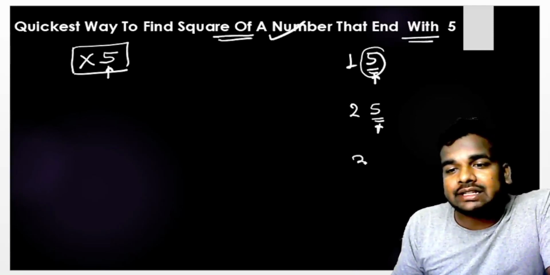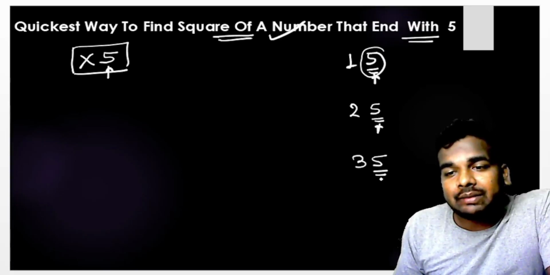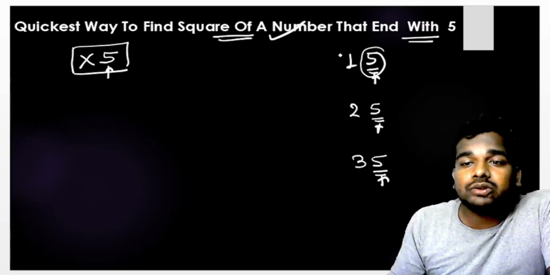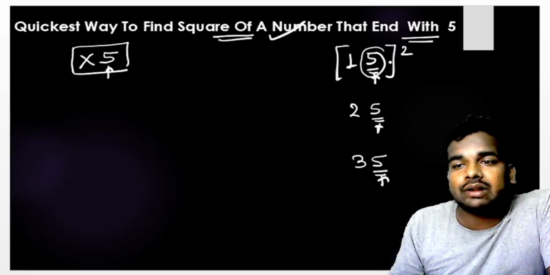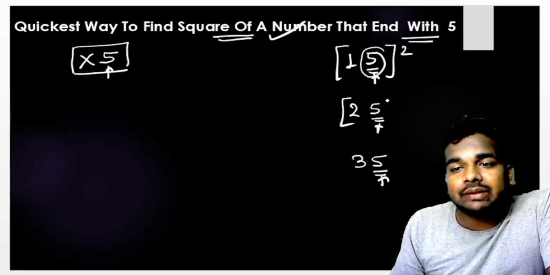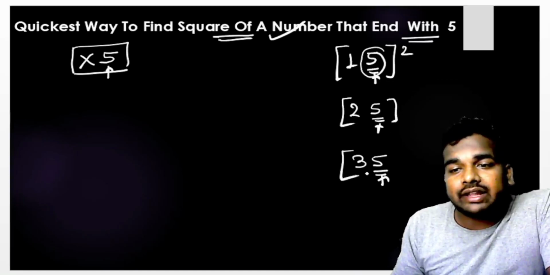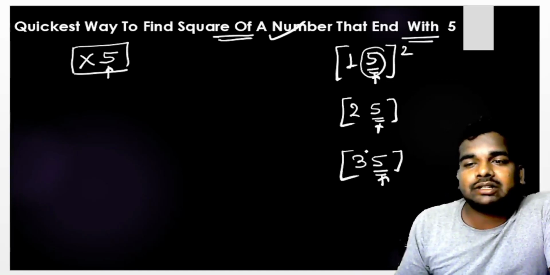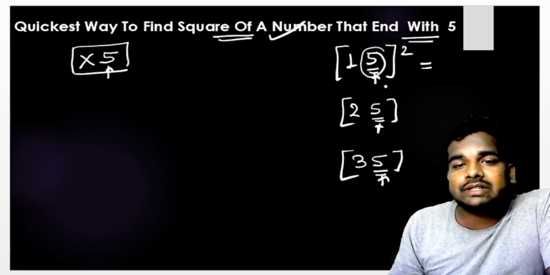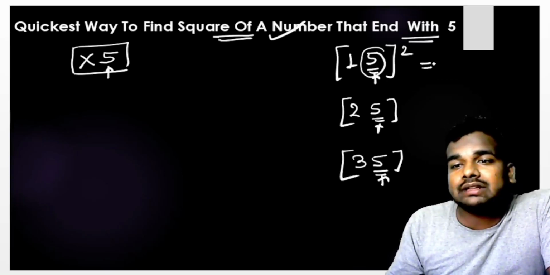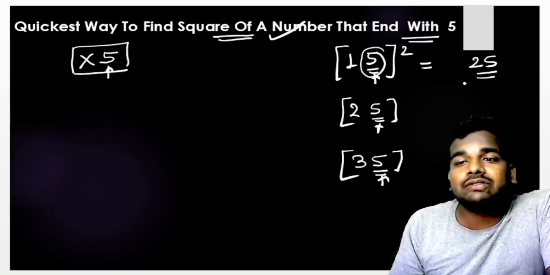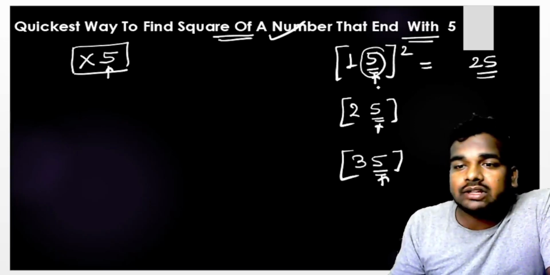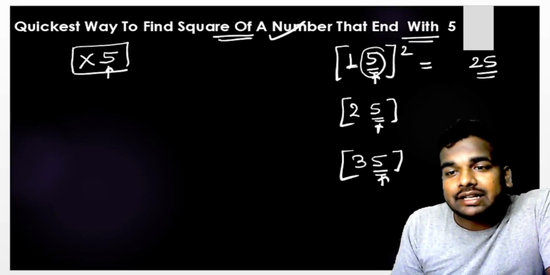Suppose I take the example of 35. You can see that 5 is at the end. So it is asking how you are going to find the square of this type of number, a number that ends with 5. Look students, it is a very easy method. The first step is, what is the square of this 5? Write it, students. What is the value of 5 square? That is 25.